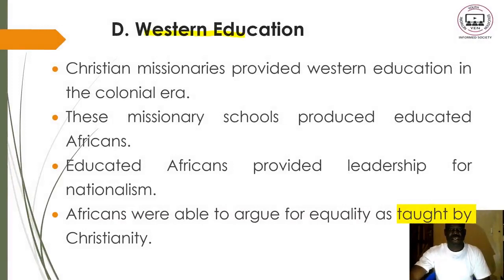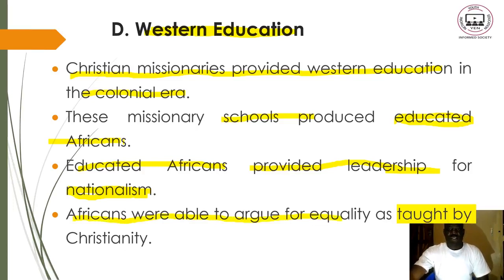Another one is Western education. So on Western education, the Christian missionaries provided Western education in the colonial era. So missionary schools produced the educated Africans. Just as it was with India, we mentioned this, when people got education, then they were able to question some of the policies. So educated Africans provided leadership for nationalism. They were at the forefront of nationalism because they were able to question some of the policies of the whites. And also Africans were able to argue for equality.